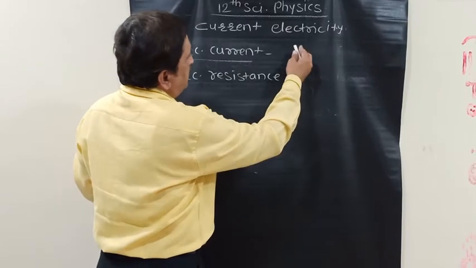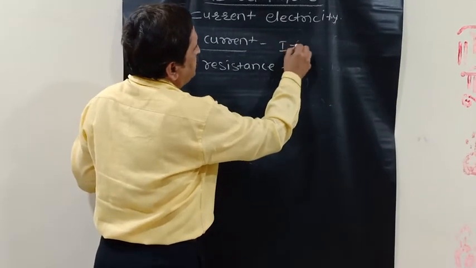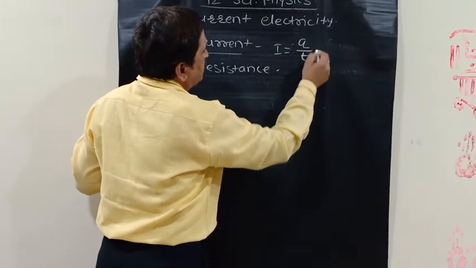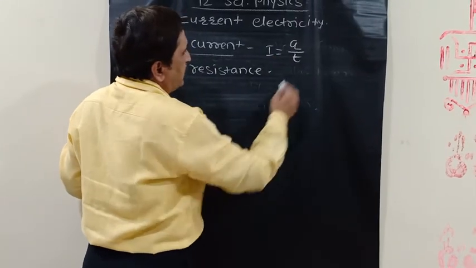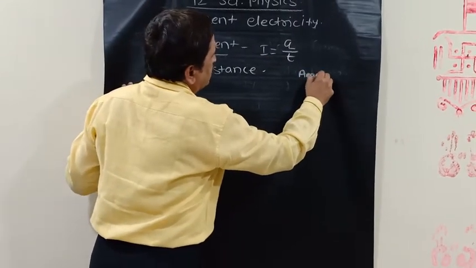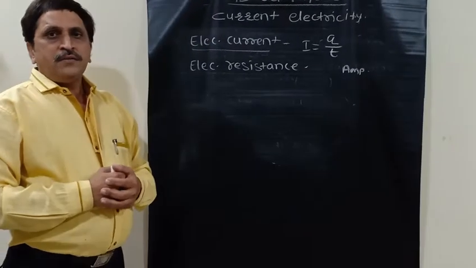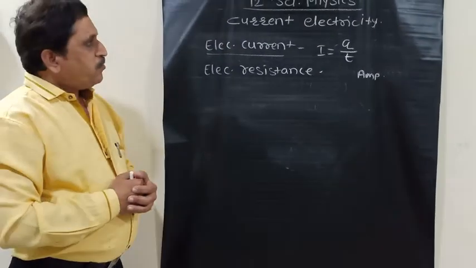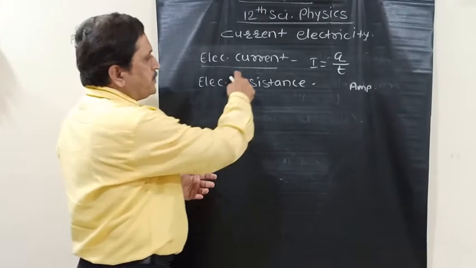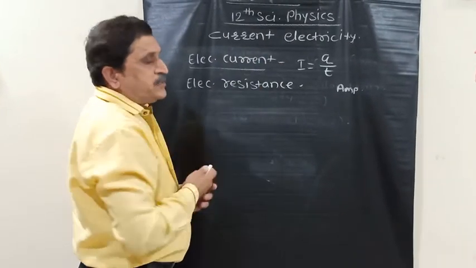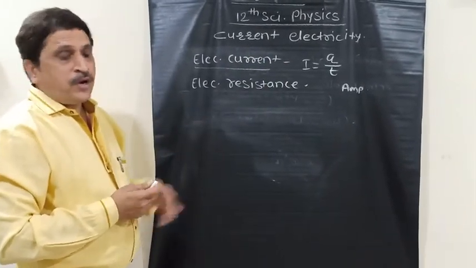Now for electric current, we can say that I is equal to Q divided by T. That means the SI unit for electric current is ampere. And therefore we can say that the rate of flow of electric charge through the conductor is known as electric current. There are other units too: milliampere, microampere, all these things.